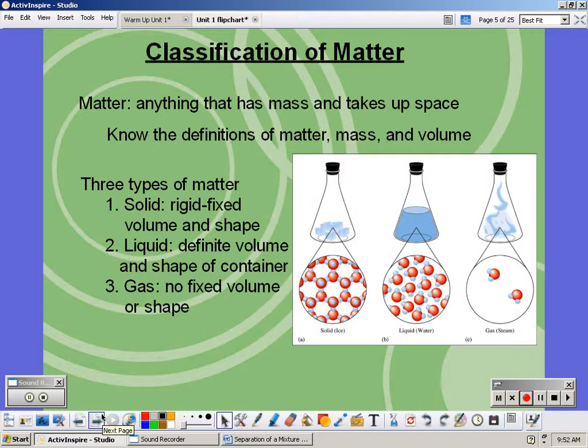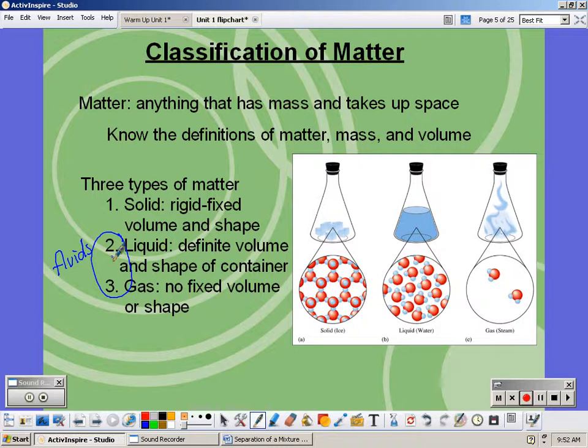There are 3 different types of matter. You have solid, liquid, and gas. Make sure you know the definitions of matter, mass, volume, solid, liquid, gas. These are things you should know from Chem 1. The other thing I would make note of right now is that liquids and gases are considered to be fluids because the atoms themselves can flow past each other.